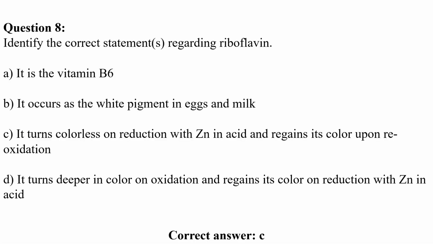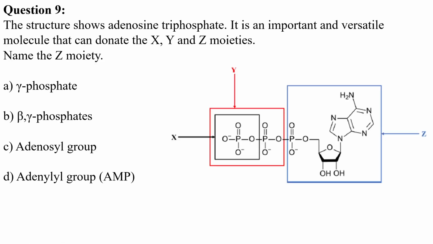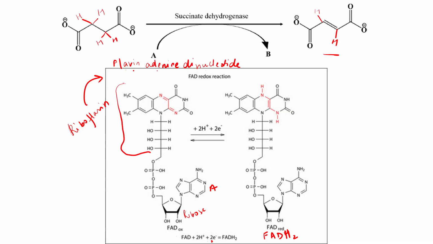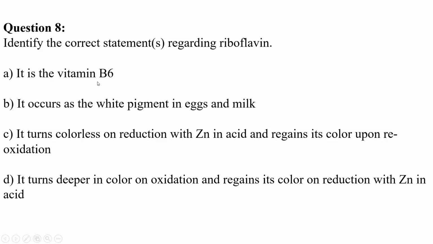So the correct answer is option C: it turns colorless on reduction and regains its color upon reoxidation. Why does it happen? Riboflavin, I told you, is not vitamin B6, it is vitamin B2. So the first statement is incorrect. The white pigment in eggs and milk is not riboflavin. The third statement is the correct one: it turns colorless on reduction and regains its color upon reoxidation.